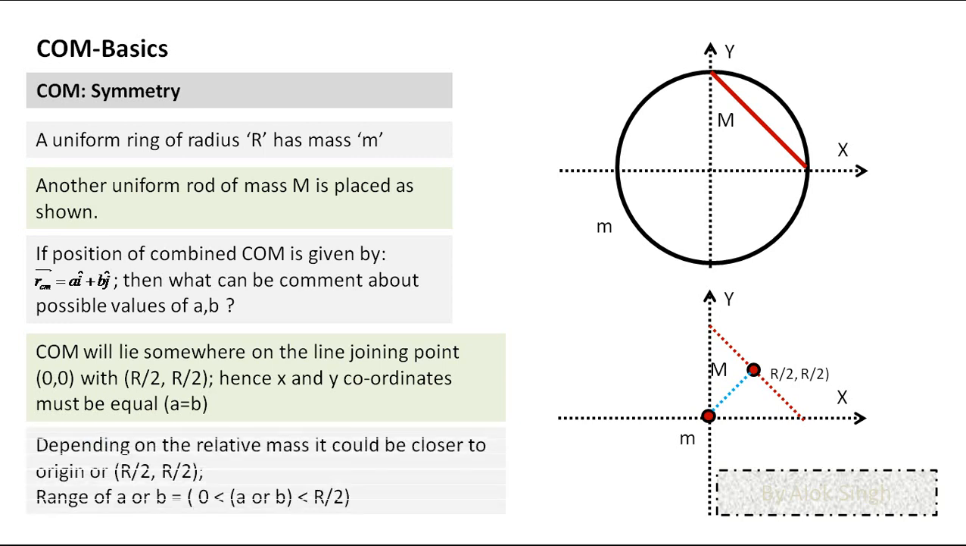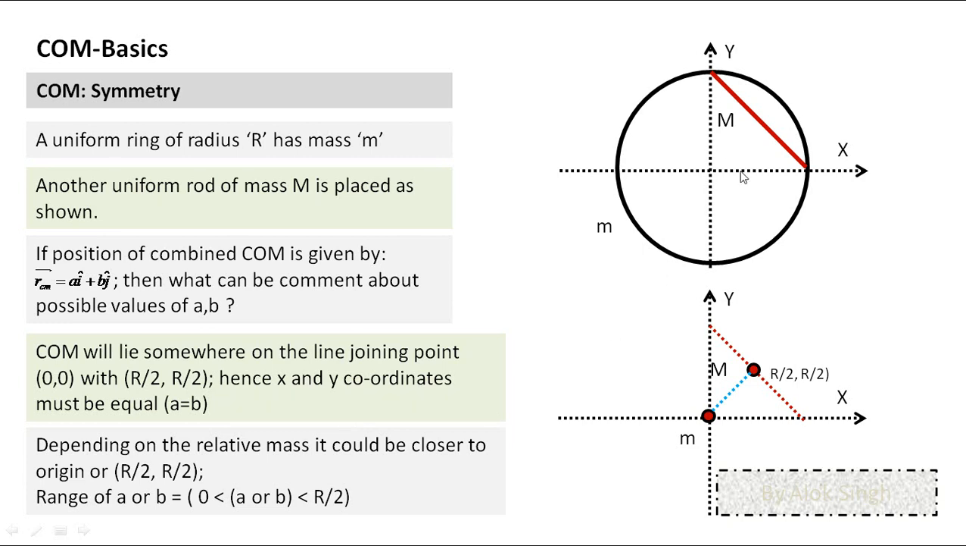And what other comment can we make? The value of the coordinate has to be between the 2 points. So depending on the relative mass, it could be closer to the origin or closer to this mass. But it has to be somewhere in between. Its value cannot go on this side, its value cannot go on this side. How do we convert this into the form of a mathematical relationship? The range of a or b has to be greater than 0, but less than r by 2. That's what we can infer about the coordinates of the center of mass for this mass system.